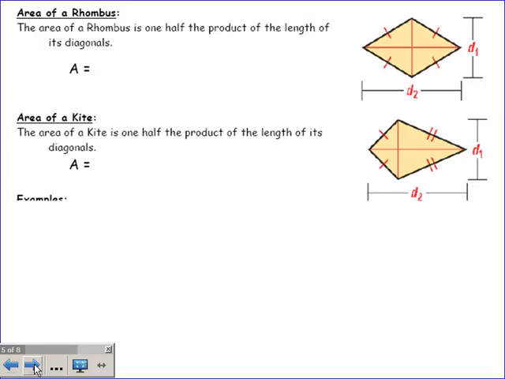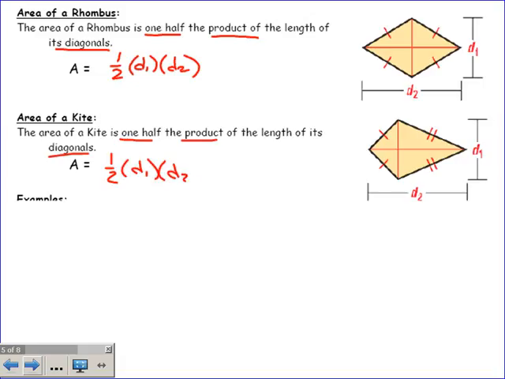The area of a rhombus is half the product of the length of the diagonals. So all we do is we write this out. It says half, so we write half. The product means multiplication, so that's D1 times D2. Sweet. The area of a kite is 1/2 the product of the length of its diagonals. That sounds really familiar.